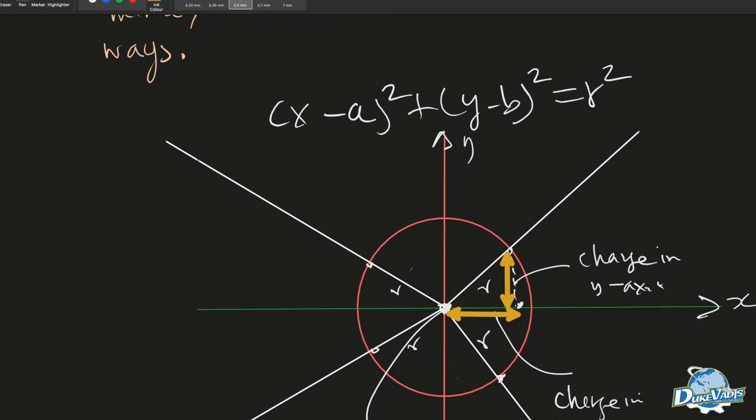Since we know the center to be (a, b) here, we can say the change in the y-axis, the difference, will be y minus b. Then on the x-axis, the difference will be x, so we subtract the value a. Now, you know the radius here is what? r.